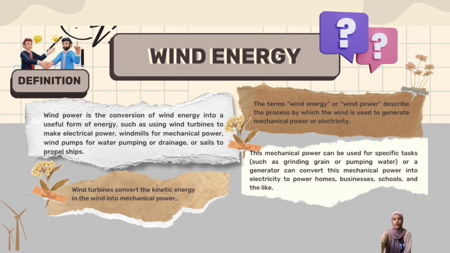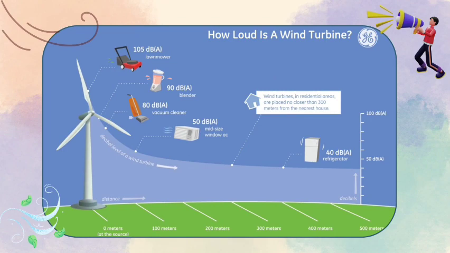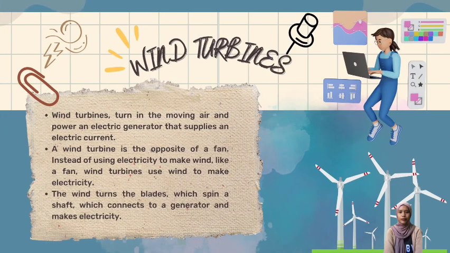This mechanical power can be used for specific tasks, such as grinding grain or pumping water, or a generator can convert this mechanical power into electricity to power homes, businesses, schools, and the like. Wind turbines, like aircraft propeller blades, turn in the moving air and power an electric generator that supplies an electric current. Simply stated, a wind turbine is the opposite of a fan.